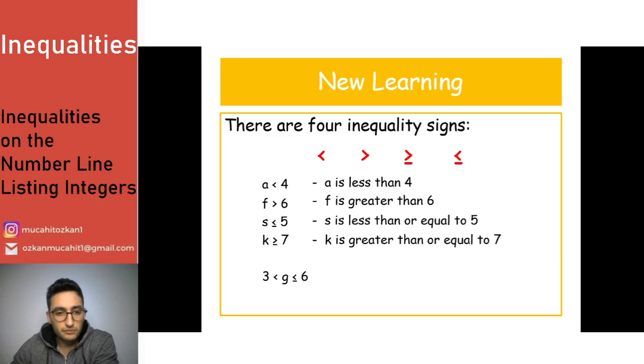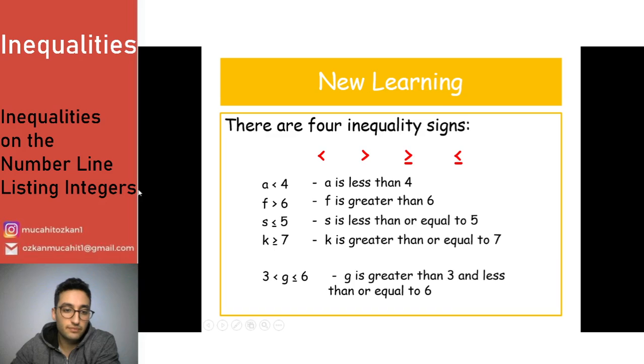Also, we might have a value which is between two numbers, and we can have two different signs. Let's have a look at how we read this. So g is greater than 3. When you look at the left part of the inequality, g is greater than 3 and less than or equal to 6.